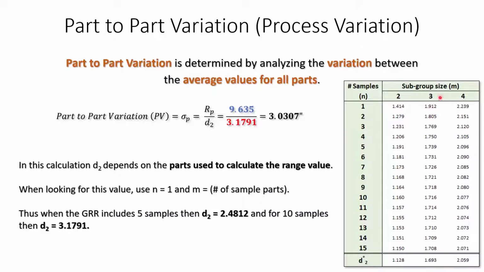You'd have to go out here to subgroup size of 10, but I put it here on the slide. So if you use 5 samples, D2 is equal to 2.48. If you use 10 samples like we did, our D2 factor is 3.1791, which again is what we included here. This is how you calculate part-to-part variation.